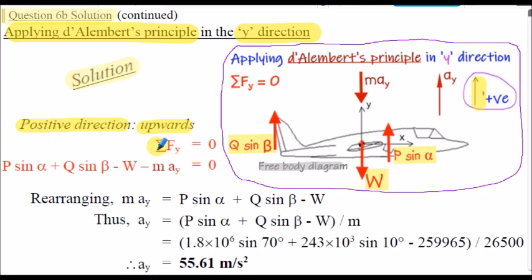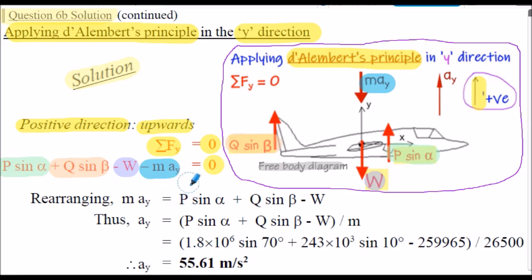So summating all the forces in the y direction, they must equal 0. So for our free body diagram, we have P sine alpha, positive. We have Q sine beta, that's positive. We subtract the weight force because that's acting downwards. And of course we subtract the may force because that force is also acting downwards. Again, we equate these forces to 0 because we're applying D'Alembert's principle in the y direction.